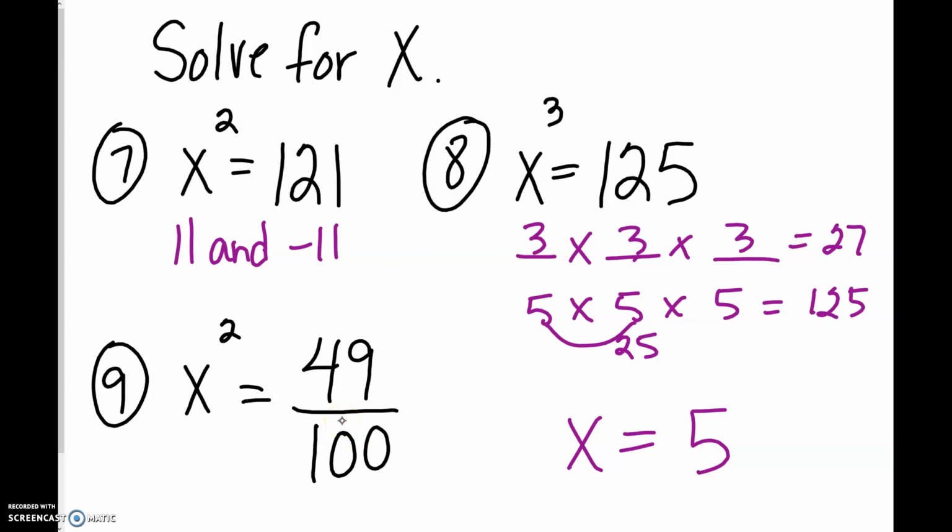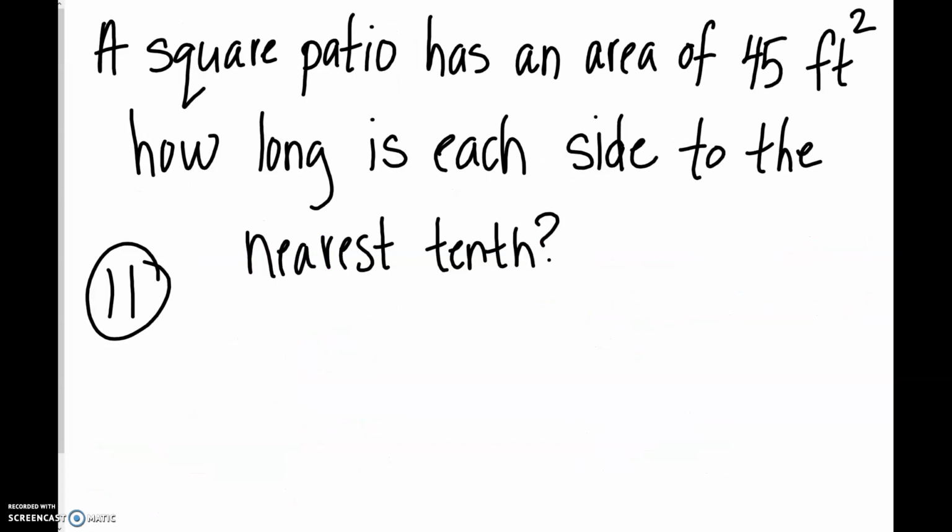All right, number 9, it's a fraction, but that's okay. So we're still going to have 2 answers just like we did in number 7. So we can write it like this, plus and minus, and now we just have to do the top. It's just kind of like when they give us a fraction, we have to do this twice, once for the numerator, once for the denominator. So the square root of 49 is 7, and the square root of 100 is 10. So our 2 answers are a positive 7 over 10 and a negative 7 over 10.